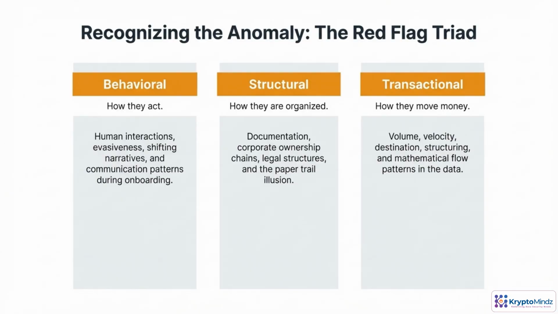When you assess risk, think in terms of a red flag triad: behavior, structure, and transactions. Behavioral is how the client and counterparties act. Evasive answers, inconsistent stories, unusual communication channels. Structural is how they're set up. Complex ownership chains, opaque legal vehicles, or documentation that seems designed to create a paper trail illusion. Transactional is how money actually moves. Unusual volumes or speed, odd destinations, repeated structuring, or patterns that don't match the stated profile.